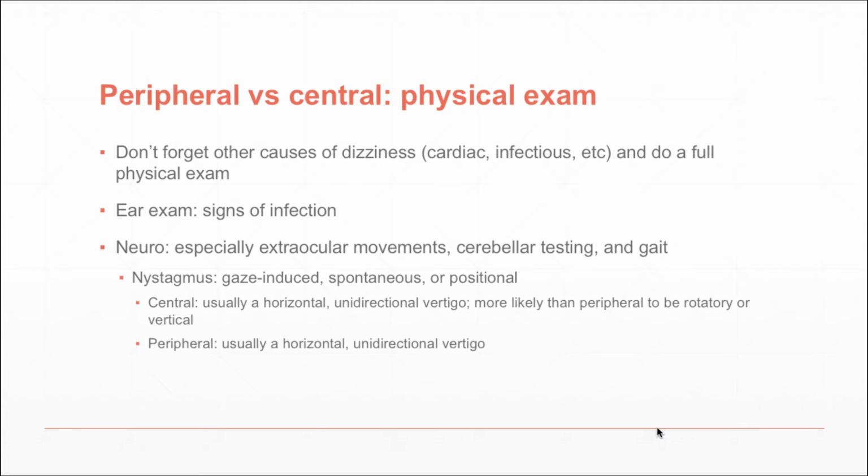Nystagmus itself, there are different ways to describe nystagmus. It's either gaze-induced, spontaneous, or positional. With central vertigo, you're more likely than with peripheral to see rotatory or vertical nystagmus, and I'll go into this a little bit more. That is usually a lot more concerning. What we generally see with peripheral vertigo is a horizontal, unidirectional, gaze-induced nystagmus.